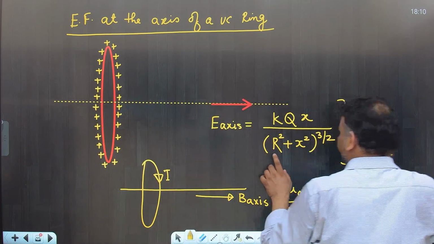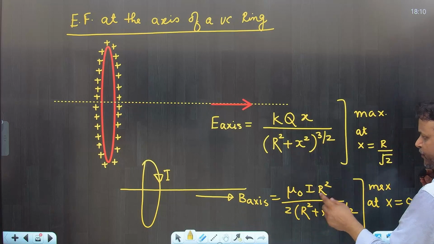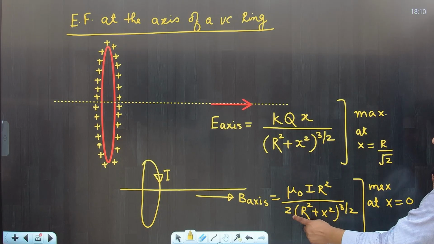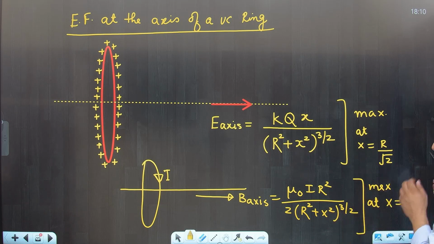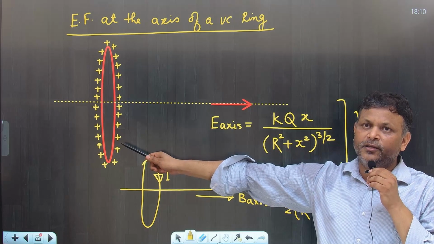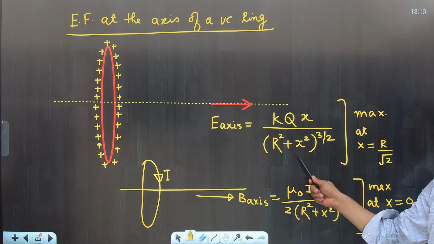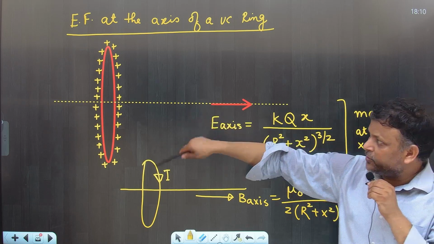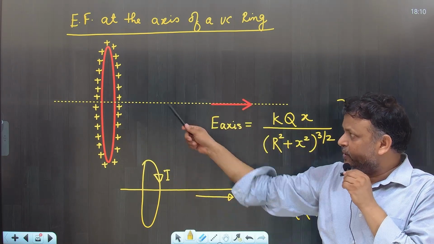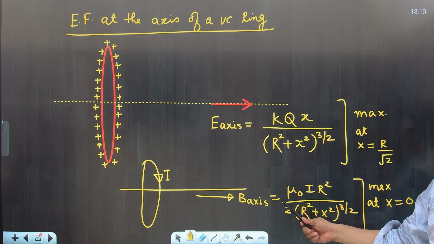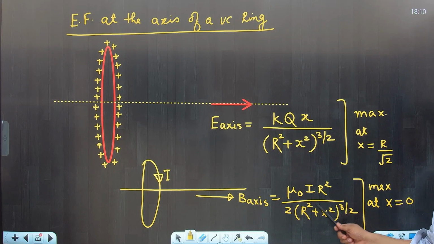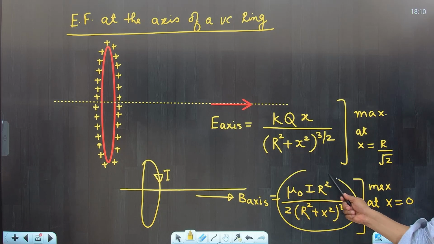So just observe, B axis is the formula mu naught I r square by 2 (r square plus x square) to the 3 by 2. You have to observe these two formulae. When charge is static and kept at the ring, then you have to learn this formula, kqx by (r square plus x square) to the power 3 by 2. And when charge is revolving in a circle, then you will get a current and you will find the magnetic field here. So B axis is mu naught I r square by 2 (r square plus x square) to the power 3 by 2. You have to just observe and remember this formula.